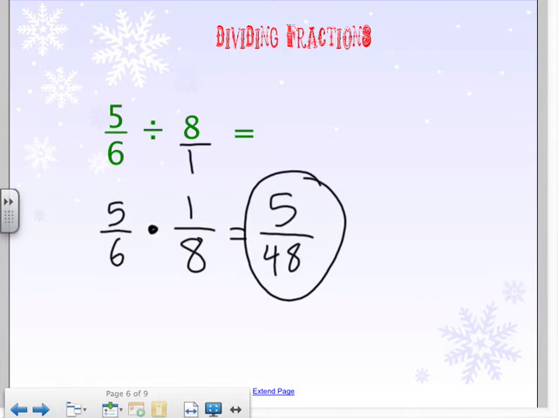So be careful with that whole number. For some reason, that sometimes messes people up with the reciprocal. Remember, it's over 1, so the reciprocal becomes 1 over whatever the whole number was. In this case, 8.